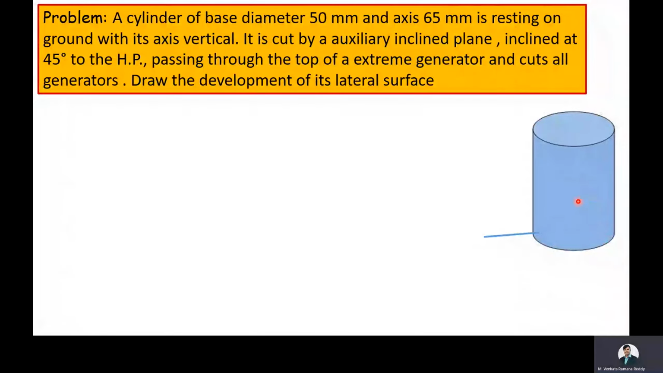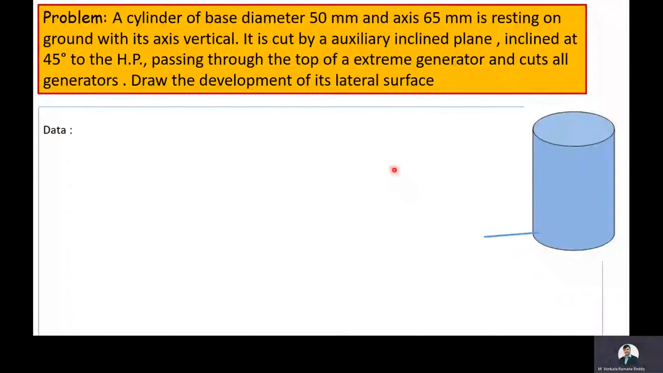This is the cylinder and it is resting on its base on HP and axis parallel to VP. Its base diameter is 50 mm, axis height is 65 mm. The cylinder is cut by an auxiliary inclined plane, which is making an angle 45 degrees to the HP and passing through the top of the extreme generator and cuts remaining all generators. After cutting the cylinder with section plane, the material above the section plane of the cylinder is removed. The material below the section plane is retained. The retained portion of the cylinder is to be developed.